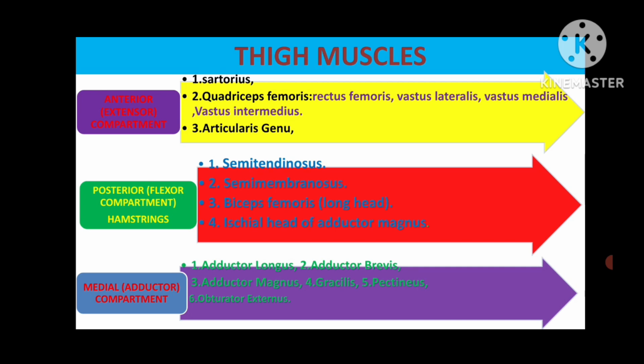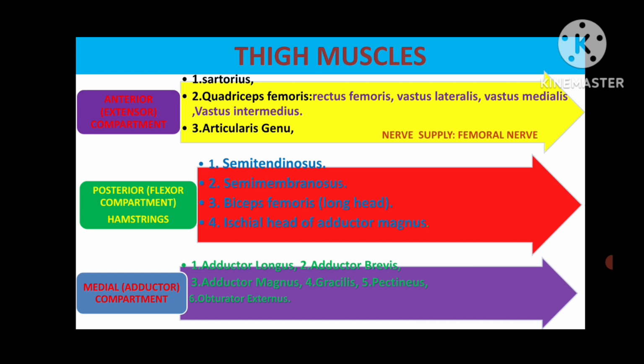At a glance, the thigh muscles are divided into three compartments. The anterior has sartorius and quadriceps femoris, including rectus femoris, vastus lateralis, vastus medialis, vastus intermedius, and a small muscle known as articularis genu. The posterior compartment is known as the flexor compartment, the hamstrings. The muscles are semitendinosus, semimembranosus, biceps femoris, and adductor magnus. The medial or adductor compartment muscles are adductor longus, adductor brevis, adductor magnus, gracilis, pectineus, and obturator externus.